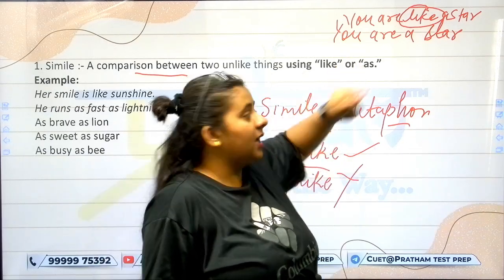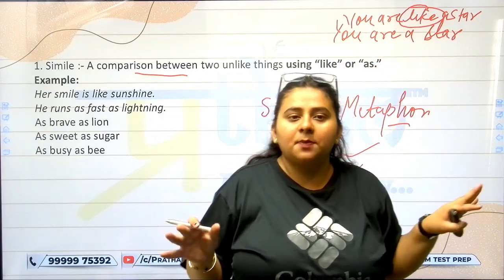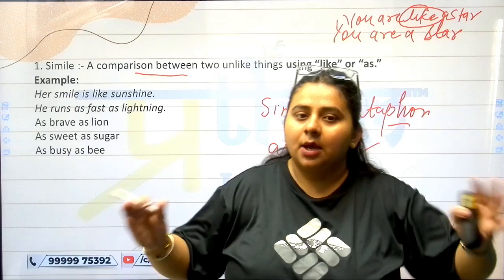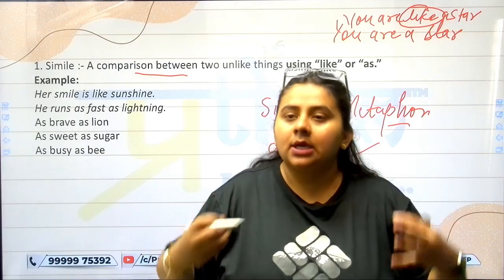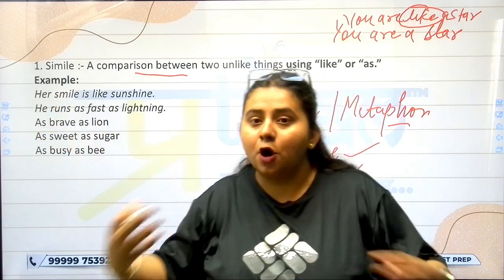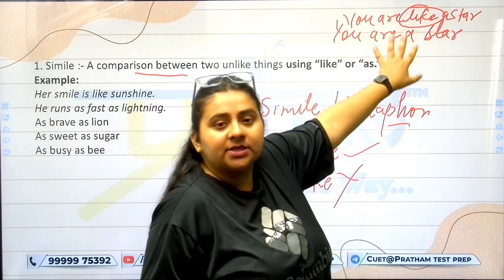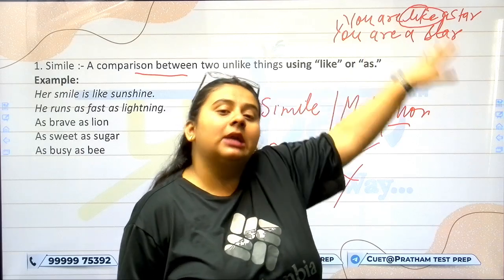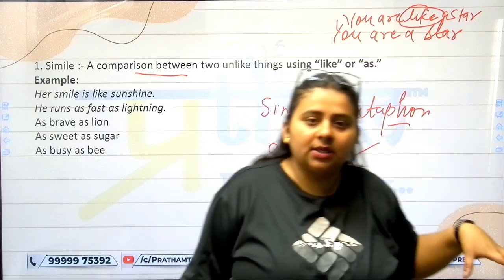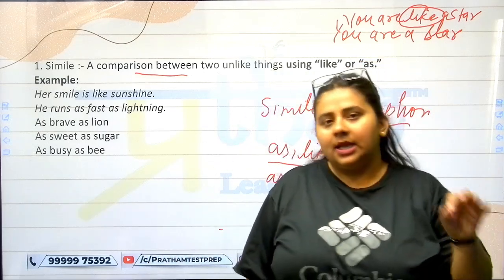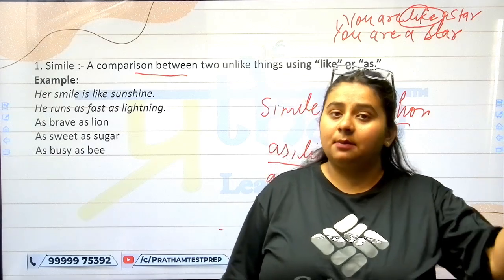When I go for the first one, you are a star, the meaning of this sentence would not be that you really are a star, but it will give you the sense that you resemble star-like qualities, or your aura is like a star. So more or less, here also we needed like, but it was hidden. In the other one, it was clearly given. So when the comparison of one thing with another is done by using like or as, it is simile. When the comparison is done without using like or as, it is metaphor.